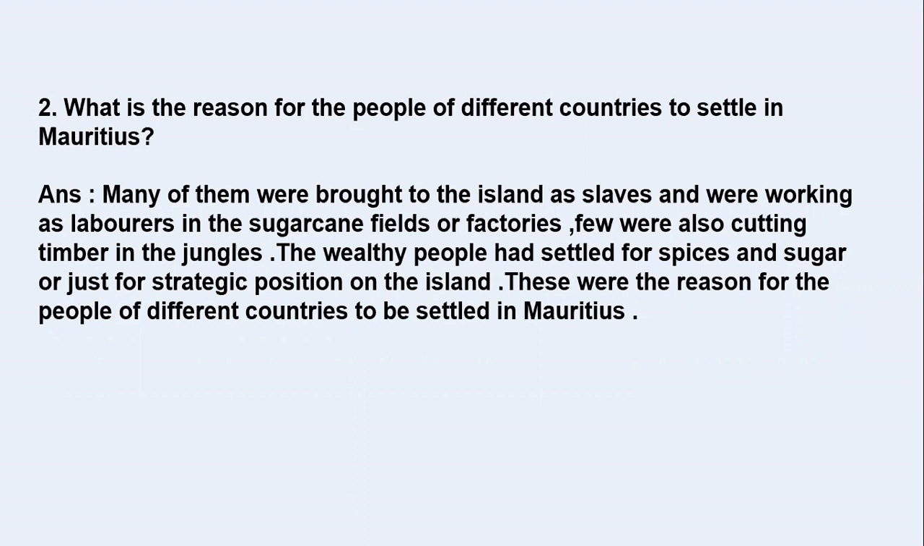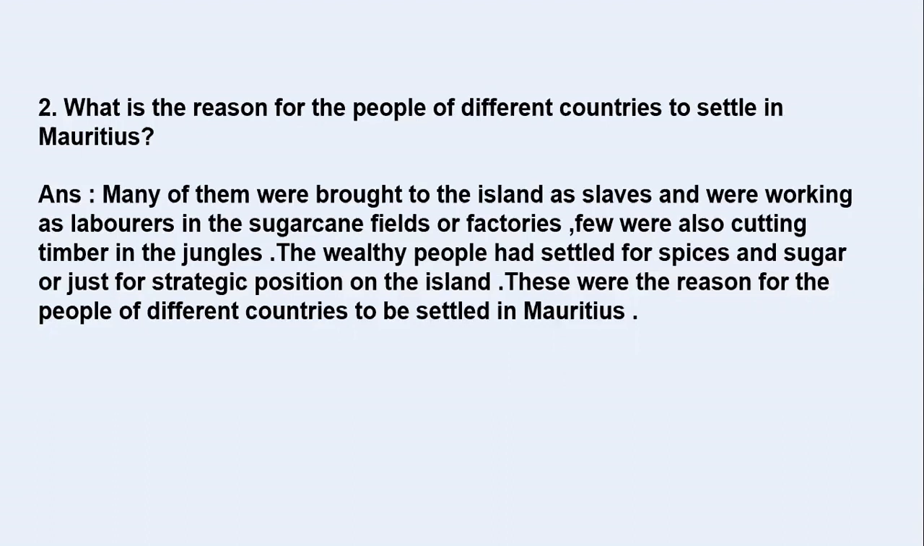Even that too is there in the textbook. When we read the chapter, we come to know that many of them were brought to the island as slaves, and they were working as laborers in the sugarcane fields or factories. A few were also cutting timber in the jungles. The wealthy people had settled for spices and sugar or just for the strategic position of the island. These were the reasons for the people of different countries to settle in Mauritius.